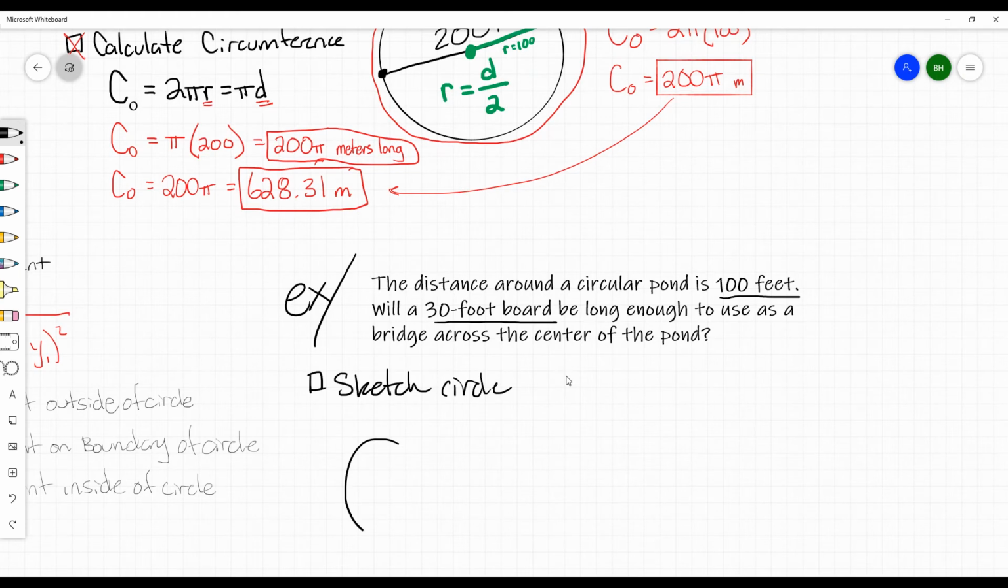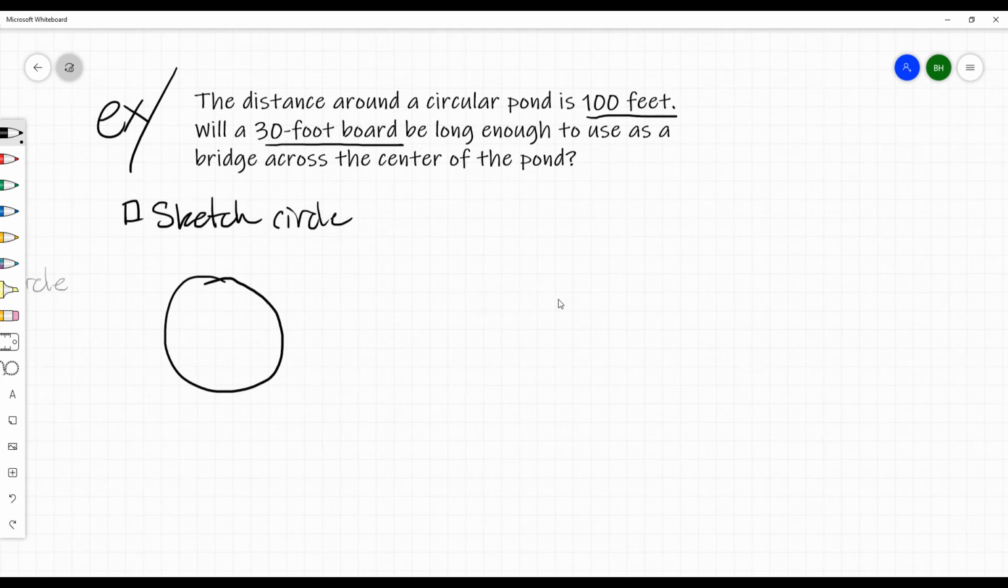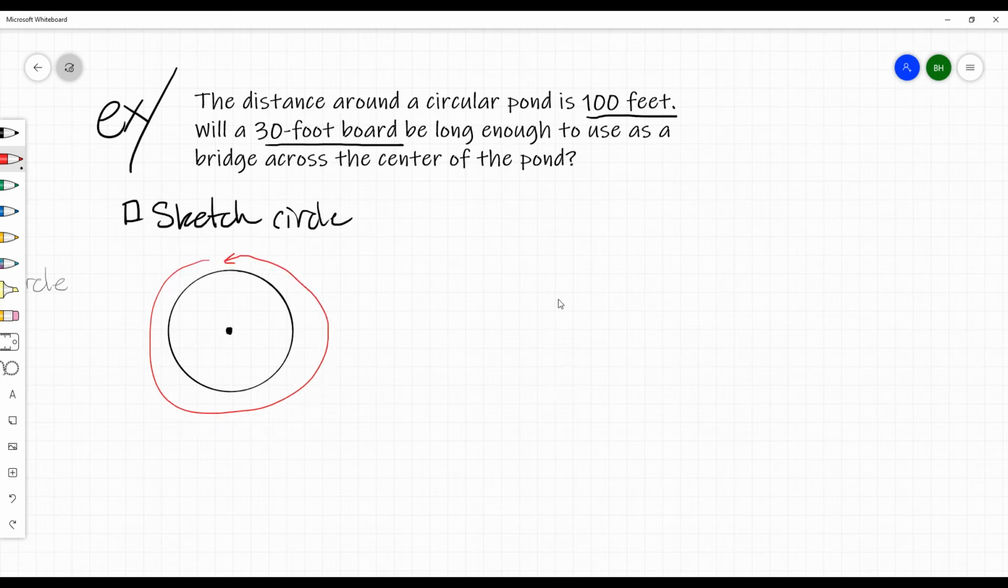And so in this case, we have some sort of pond here. I'm going to go ahead and move this screen. We have some sort of pond here, and we know that the pond has some sort of center. Let me see if I can make this a better circle. We know that the pond has some sort of center, and we said that going around the pond is going to be 100 feet. Okay. And we want to know, is a 30-foot board going to be enough to cross it?